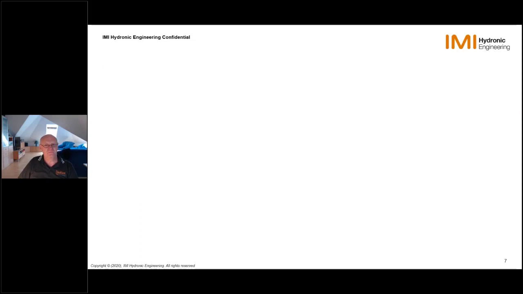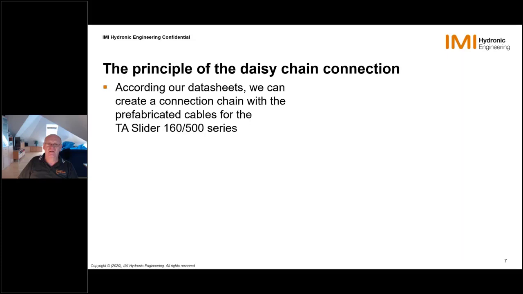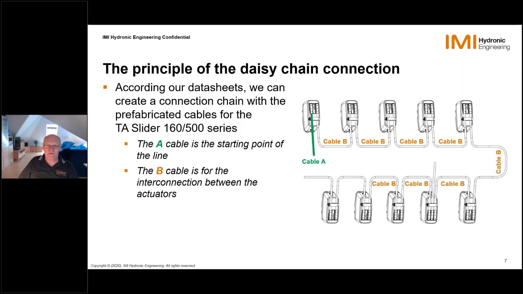So we clearly have to think about the principle of the daisy chain connection. Daisy chain connection is not a TA-unique naming. Daisy chain is a more common word for this type of connection that we are using. So in the data sheet, you can read that we are starting with the A cable, and then we are using the B cables between the actuators, and the C cable can be used for special purposes. The C cable, we will see a little bit later what we can do with.